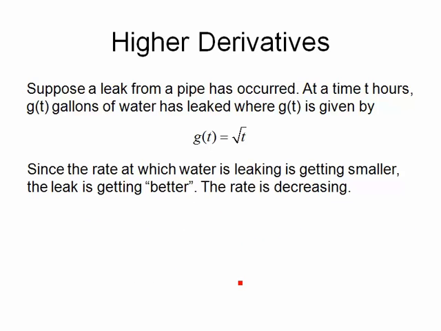Now you notice that it went from 1/2 gallons per hour to 1/4 gallons per hour. Since the rate at which water is leaking is getting smaller, in some sense the leak is getting better. What it really means, though, is that the rate is decreasing. It was going from 1/2 gallons per hour to 1/4 gallons per hour.